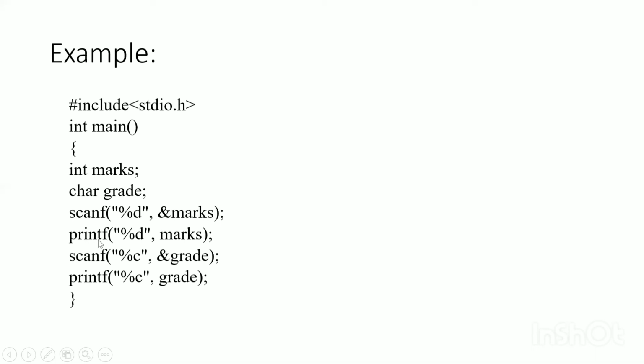Next, printf. We are printing the marks data to the output screen. %d, that is the format specifier, comma, the location is marks. Then we are reading grade of type character using %c, and we are printing it to the output screen. I hope this example is very clear to you, and please try to print double and floating variables to the output screen.